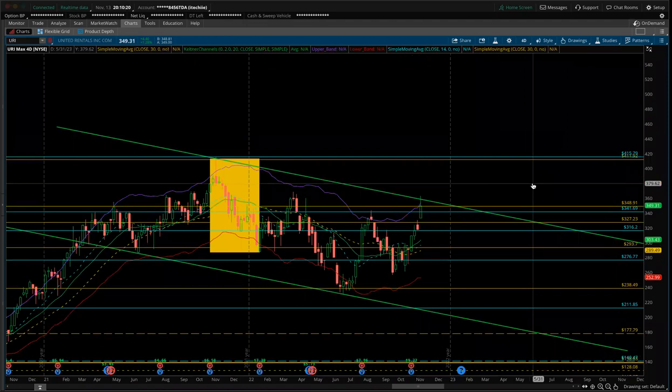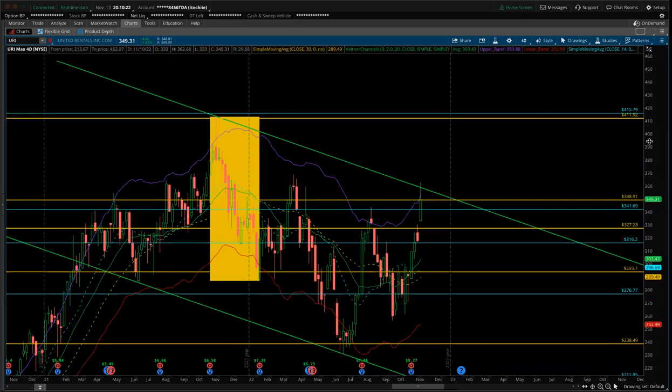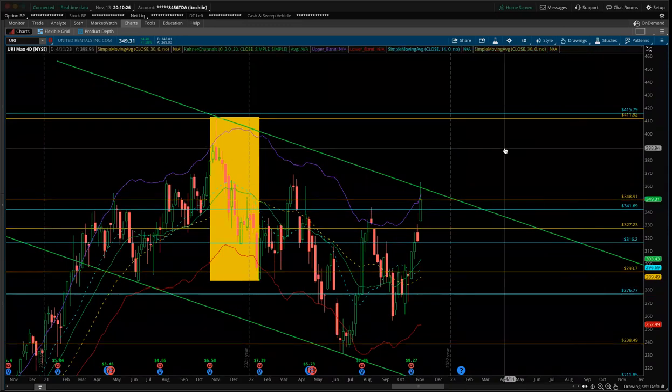URI, it was the flag. But most importantly, this is a 4D. So we got some uppercut rejection. Also coincides with that 348.91.